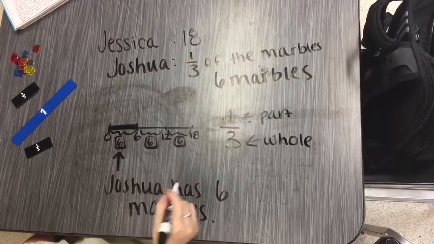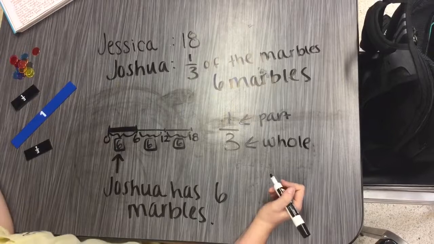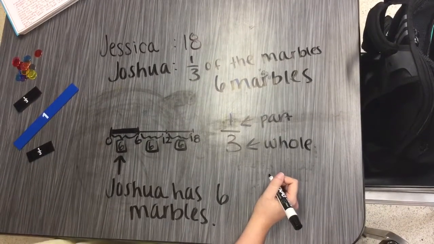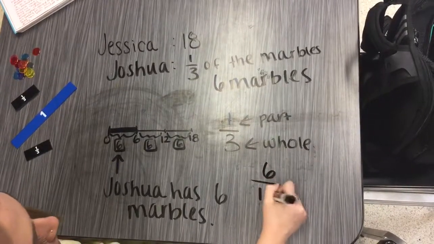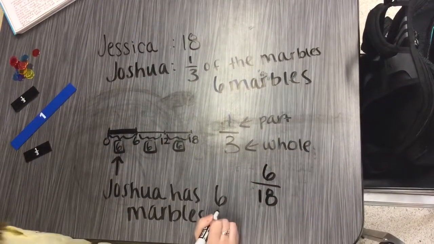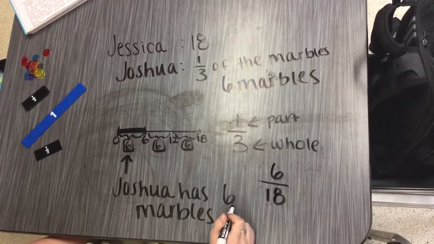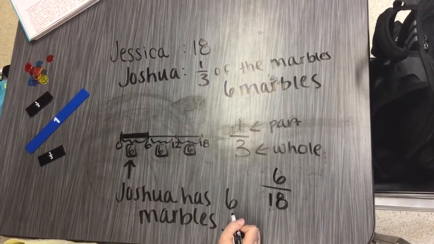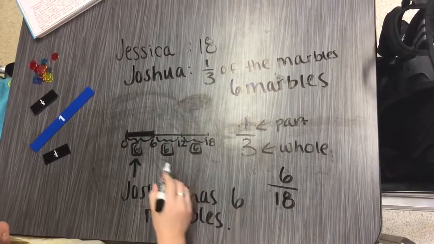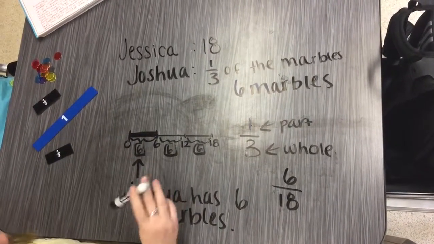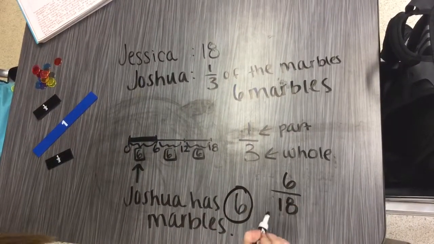But as we know from this problem, our whole was 18. So if students are working by that definition of fractions, they could end up writing that the answer is 6 over 18, which we know is not correct. The answer is just 6. So it's important to remind students that we are looking for the value of one part of a whole that has been divided into 3 equal parts. So if we're just looking for one part of the whole that has been divided into 3 equal parts, we can say that our answer is going to be 6, not 6/18.